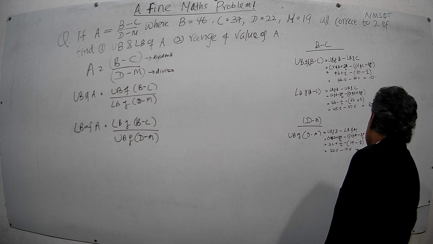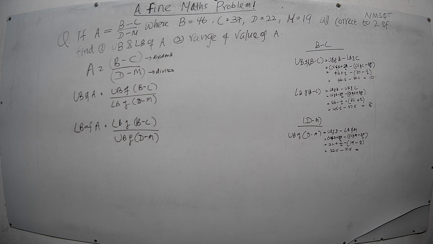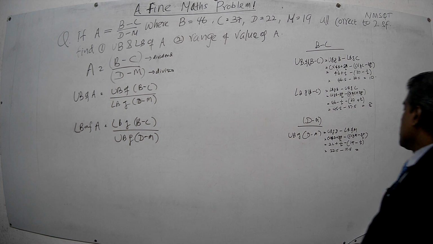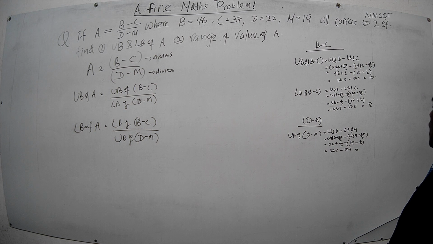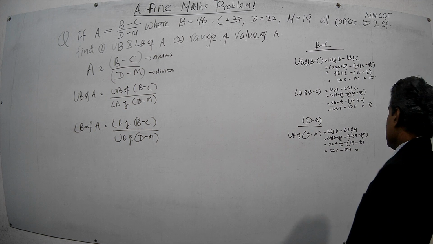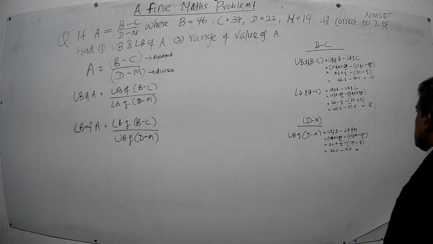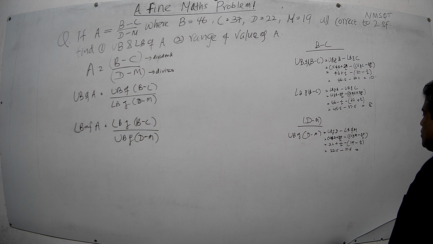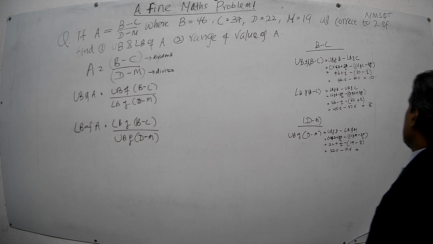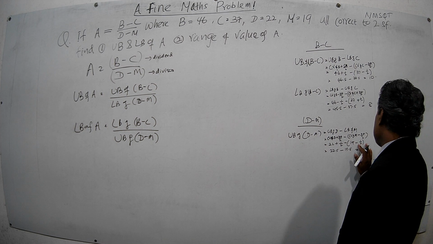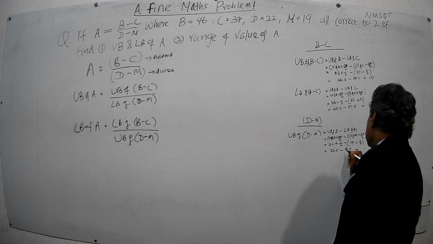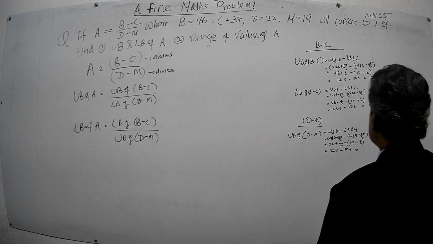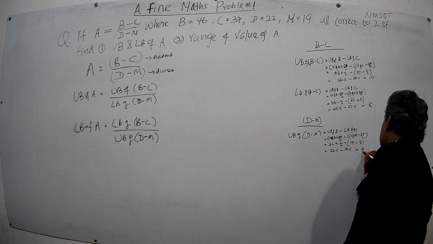Sorry, here I have made a mistake. 19 minus half is 18.5. Then the answer is 22.5 minus 18.5, which means 19, 20, 21, 22. That means 4. This is 4.